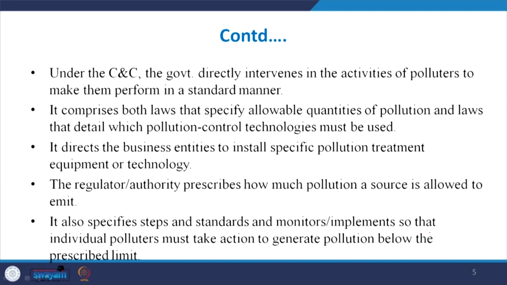It directs the business entity to install specific pollution treatment equipment or technologies. So, the government can say that you should have the height of the chimney up to a certain limit, or a specific device can be installed, or a specific technology can be used. Then the regulators, through their machinery, like the staff of the Central Pollution Control Board, can visit the company and see whether the specific device is installed or not. So, that is actually the technology standard.